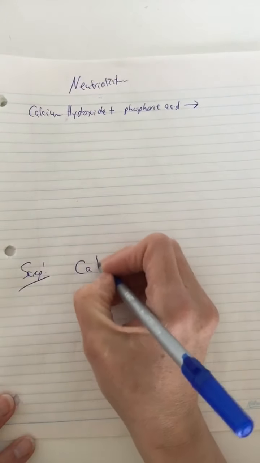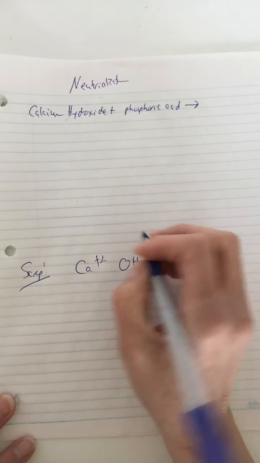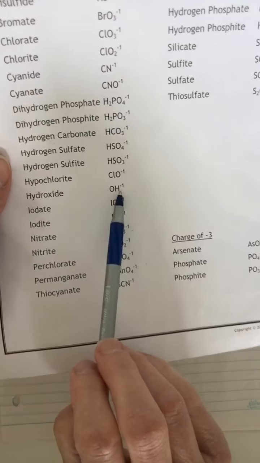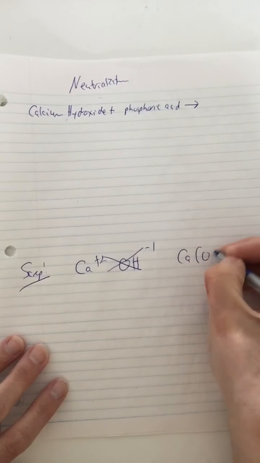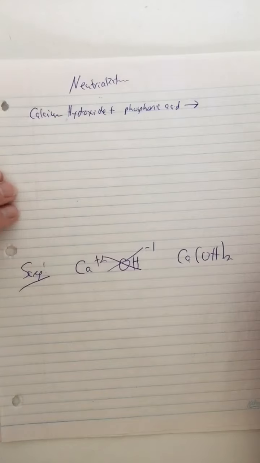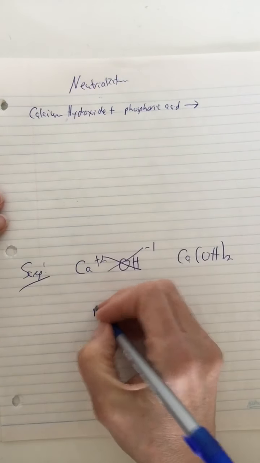Okay, let's look down here at the scrap. Calcium hydroxide, calcium, look him up. He's a Ca2+. Hydroxide is on your polyatomic sheet. OH-. Crisscross, we get Ca(OH)2. So that's calcium hydroxide. Ooh, phosphoric acid.